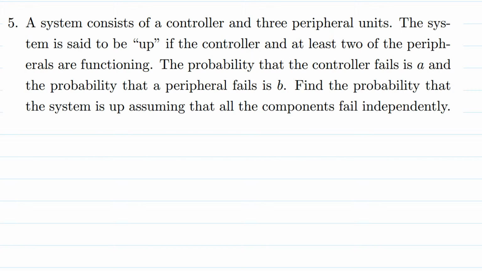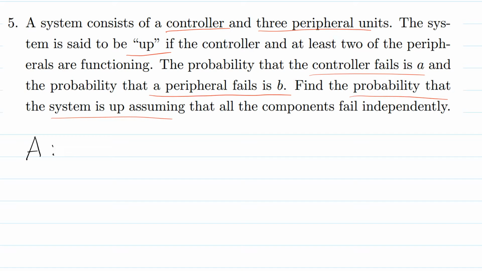This is homework 2, problem 5. In this problem, there are 4 components inside a system. One component is the controller, and 3 components are peripherals. We are interested in an event named up, and finally we want to find out the probability of up. We are also given the probability that each component fails: the controller fails with probability a, and each peripheral fails with probability b. So let's first define two kinds of events.